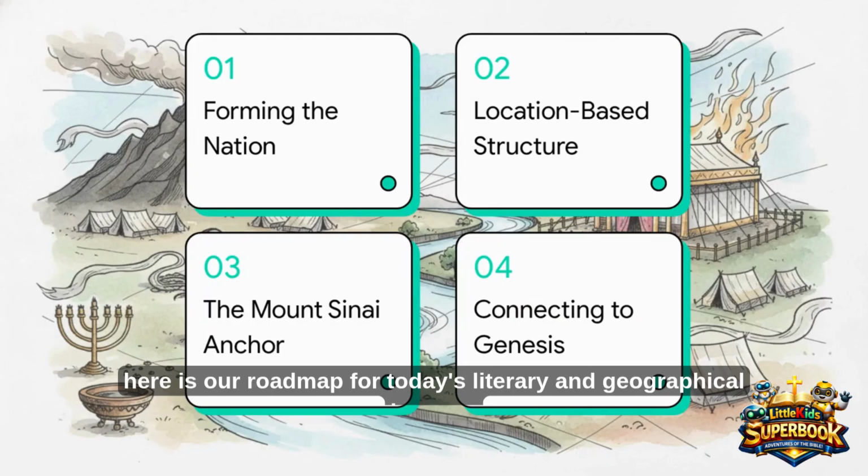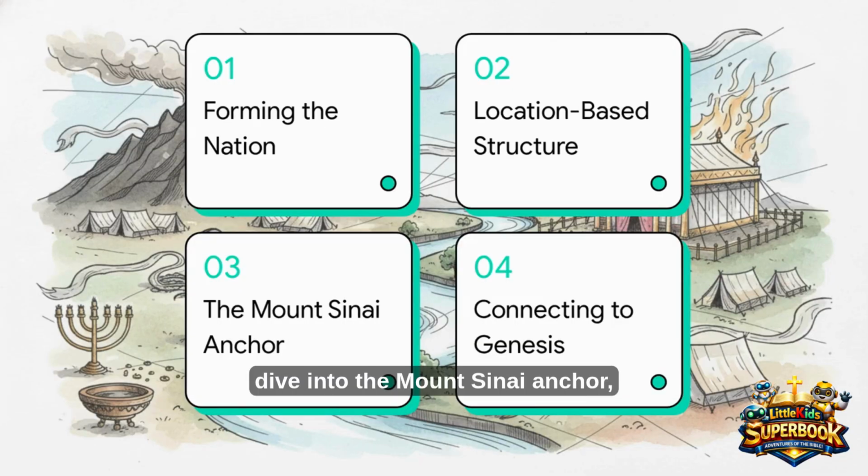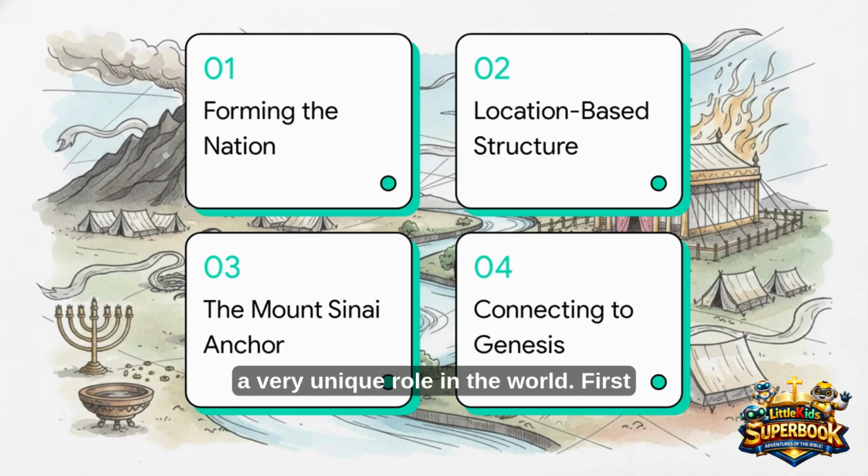Here is our roadmap for today's literary and geographical journey. We'll briefly cover forming the nation, look at a location-based structure, dive into the Mount Sinai anchor, and finally, connect it all back to Genesis. This is going to show us exactly how the text portrays the formation of Israel for a very unique role in the world.